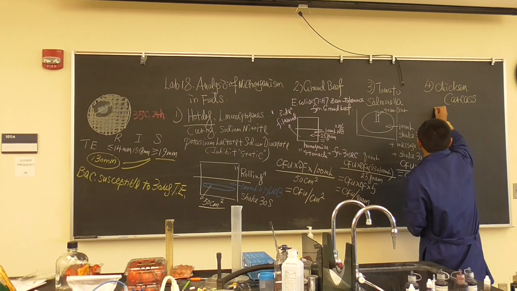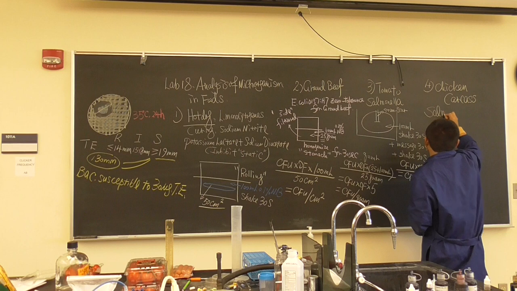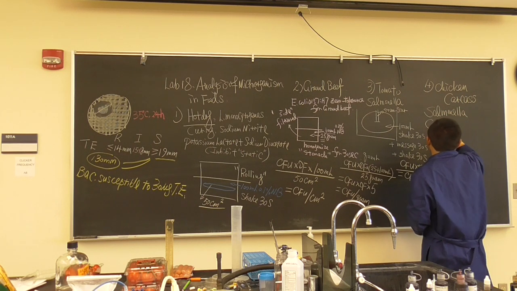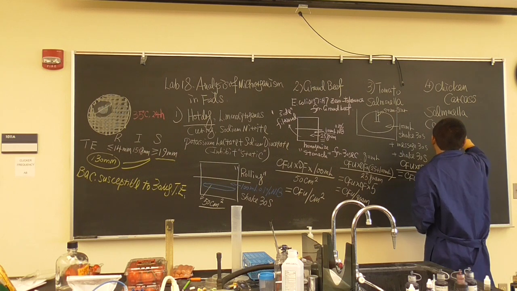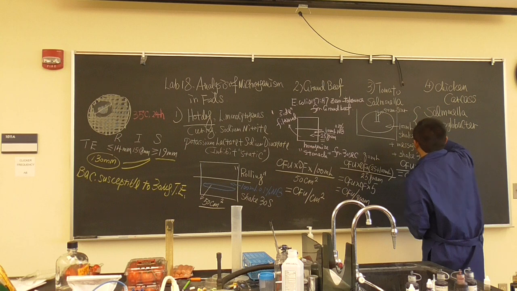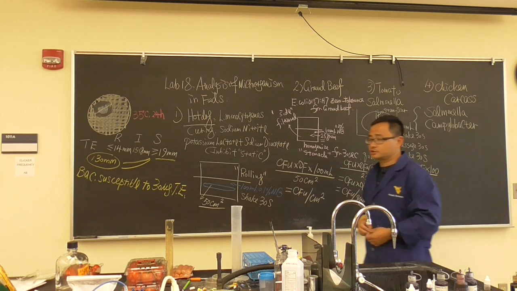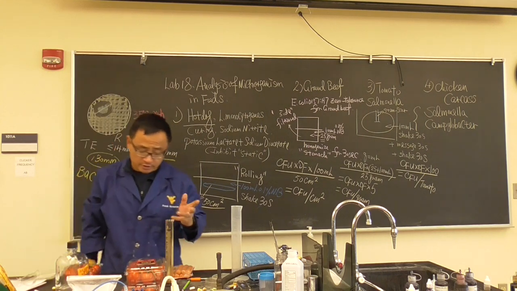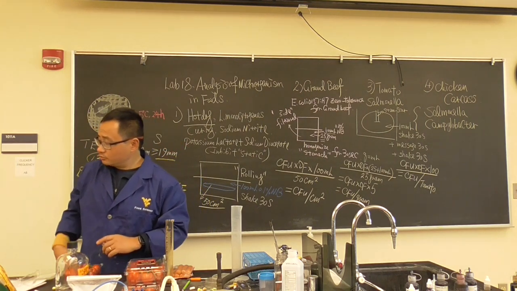So what's the chicken pathogen we care about? It is Salmonella and Campylobacter. And we talk about this too in the class. We will have a special session on Thursday. We talk about these two pathogens on the processing of the poultry products. What do we have so far?